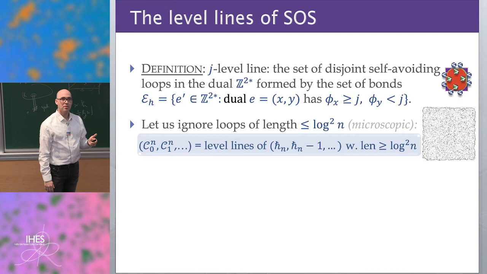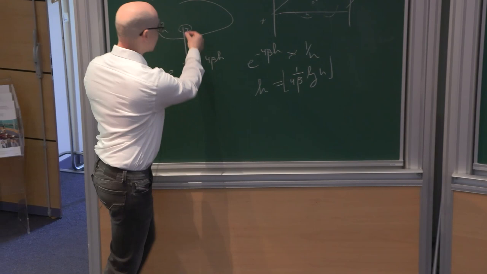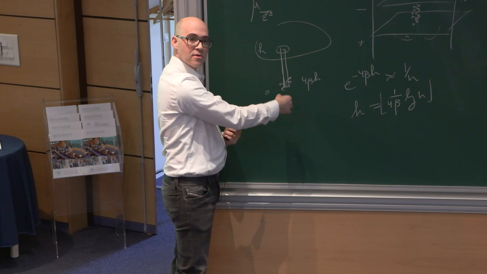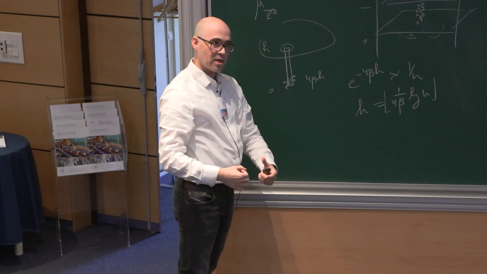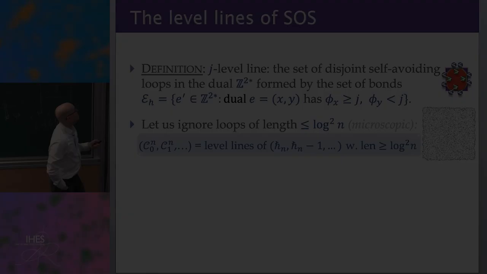Okay? So for each level, if you have a spike like this, then it will have a loop of size 4 for each of the level lines. So the different levels have edges in common, but each level by itself is just a collection of disjoint loops. And you can ask about its limit.